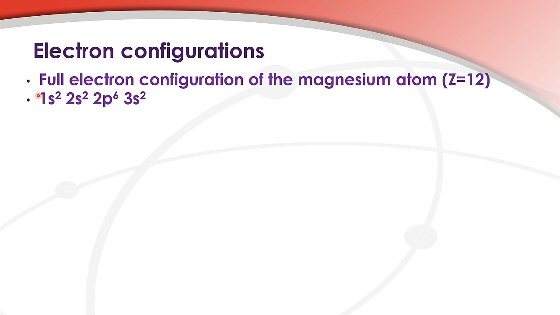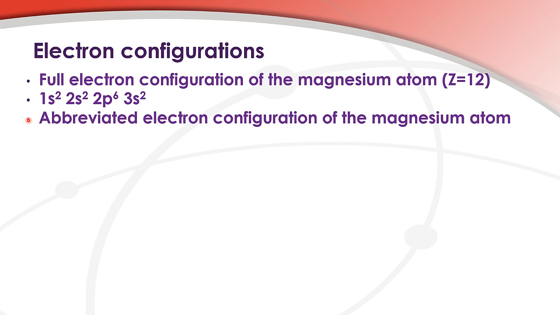So that's principal quantum number 1, an s orbital with 2 electrons in it. Next we have a second energy level, an s orbital containing 2 electrons. Next we're in the same main energy level, which is number 2, but now we're in the p orbitals containing 6 electrons. And next is the third main energy level and the s orbital with 2 electrons in it.